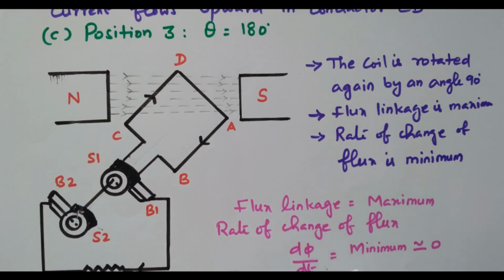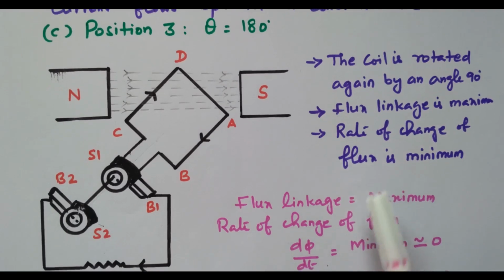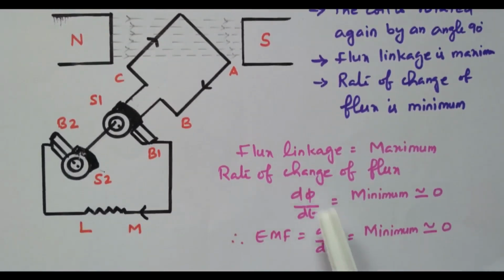Right? So the details are given. The coil is rotated again by an angle 90 degree. The flux linkage is maximum, but rate of change of flux is minimum, so that the EMF induced is also minimum. Right? So it is decreasing from maximum to minimum in this position. From second position to third position, the EMF induced is decreasing from maximum to minimum. Now we will go to the fourth position.